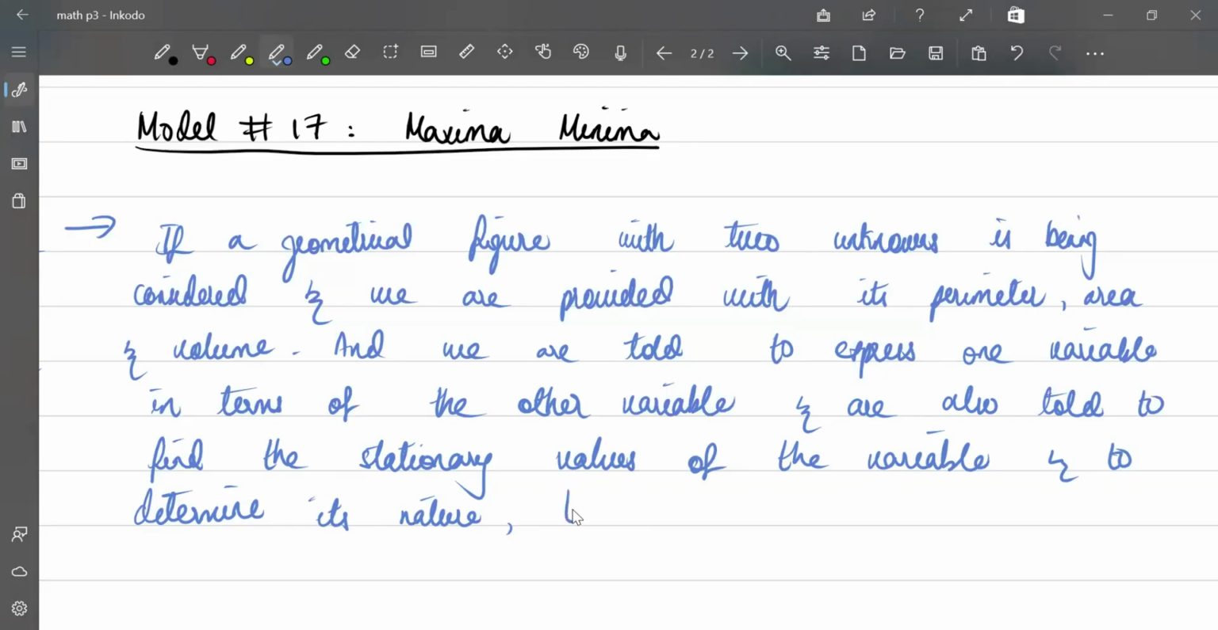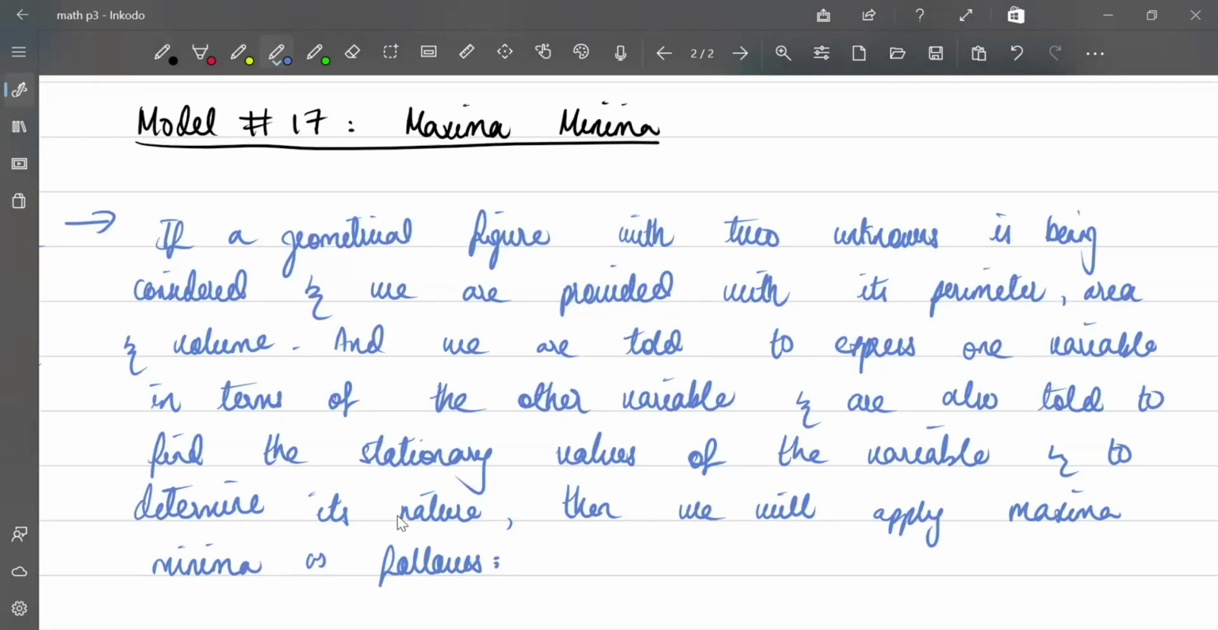Then we will apply maxima minima as follows. All right. So let's understand this with the help of a question. I'm going to write the question through which we will understand this concept.